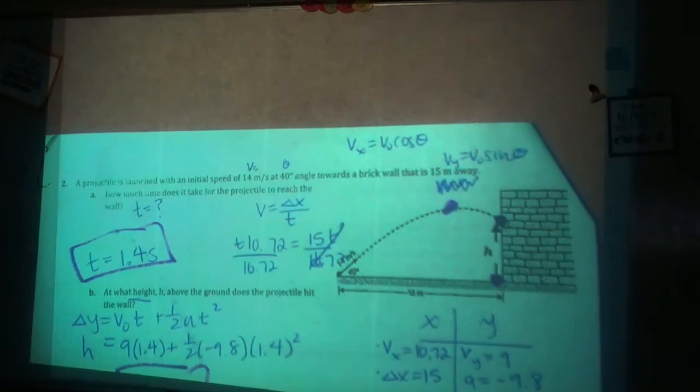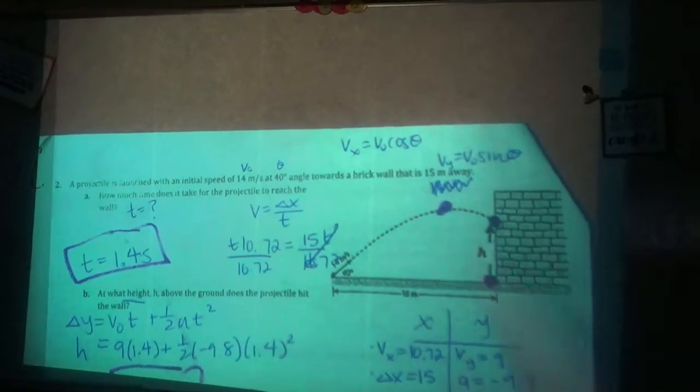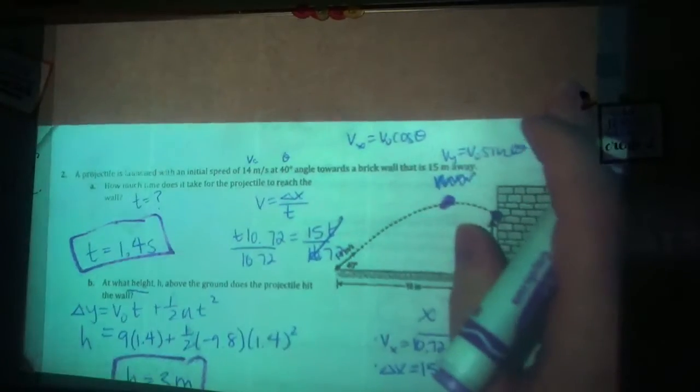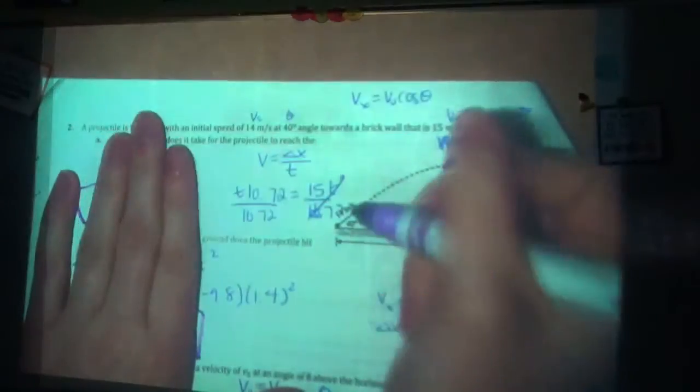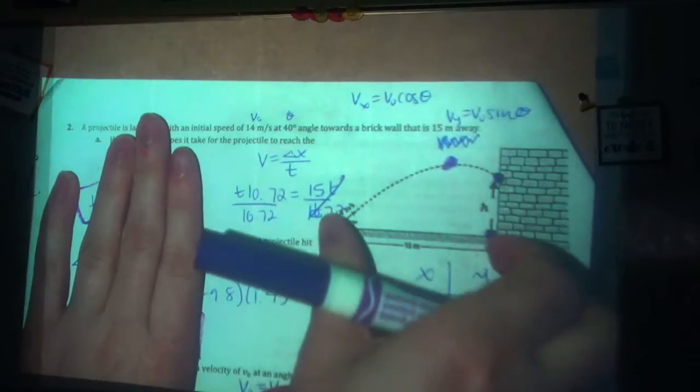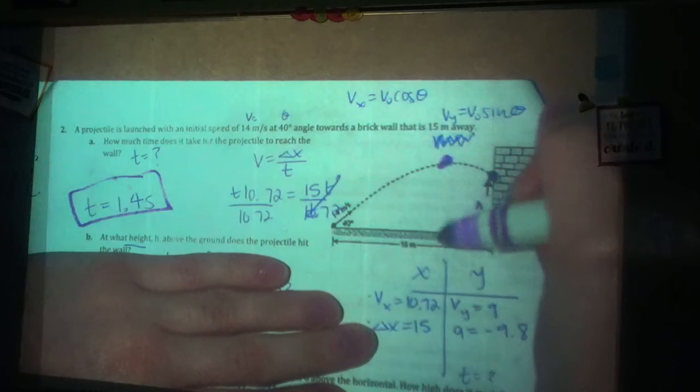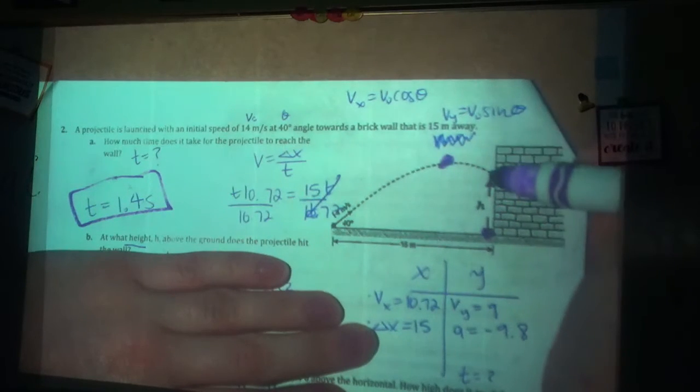Alright, so the second half of the video got cut off, but I will go through this one just a little quickly. So here we use the x equation because I had the x velocity and the x distance to use that to find my time, and then I asked the height above the ground that it hits the wall. So this is not the maximum height that happens right here, this is the height right here.